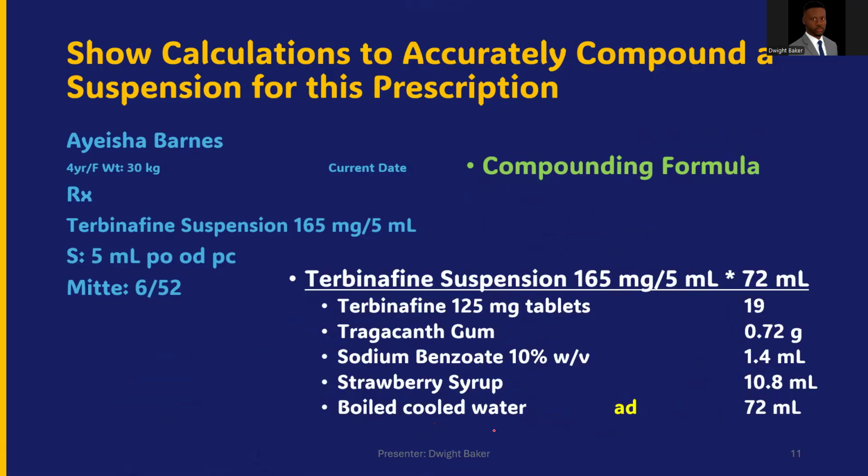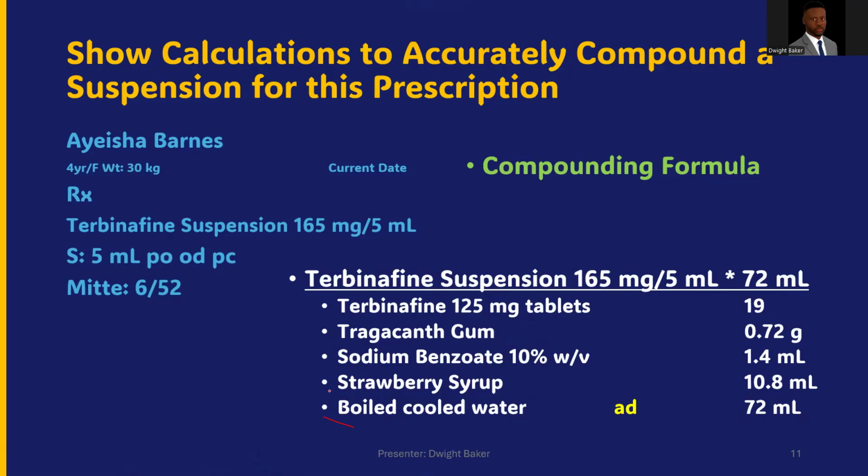What is the other ingredient that I'm going to be adding? This is going to be the diluent, which is the boiled cooled water. And so I can now write my compounding formula as is. Terbinafine suspension, which is the name of the preparation that I'm making.